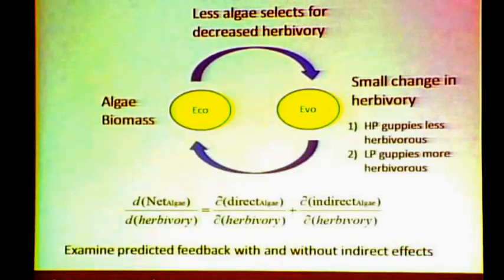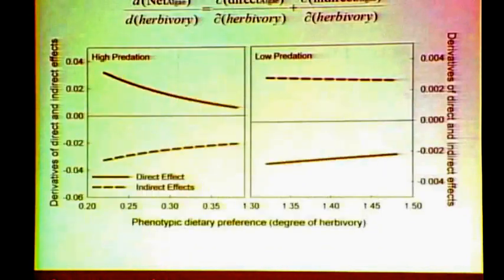And you can see that the key to understanding this is this equation right here, which is a series of partial differential equations, but really all it says is that the total net effect on algae, or the direction that algae should change, is a function of both the direct effect due to changes in herbivory, and then also the indirect effect. And so these are those derivatives of the direct and indirect effects for both high and low predation guppies that we can calculate from the model fairly easily.